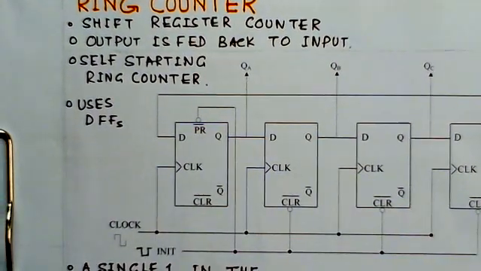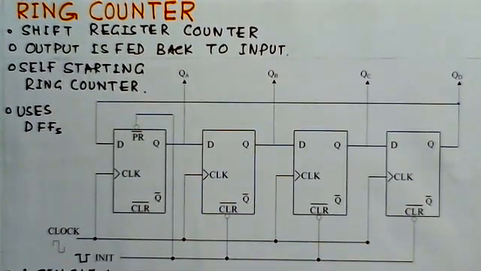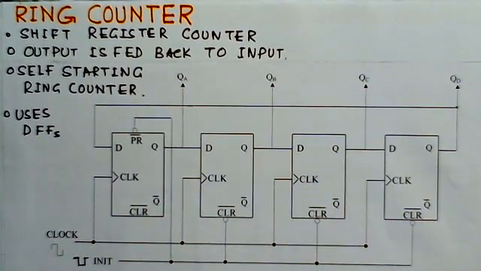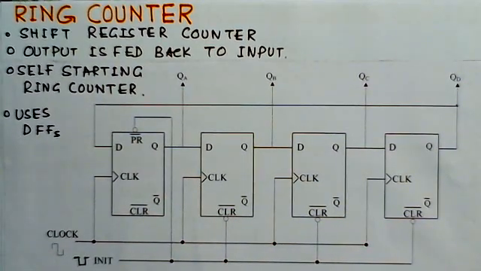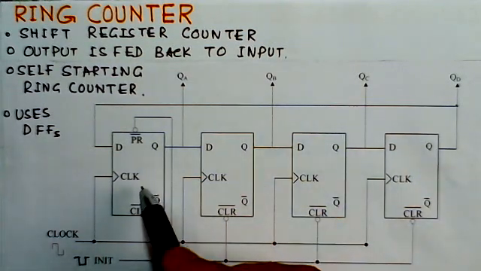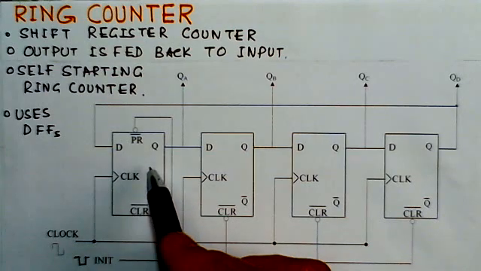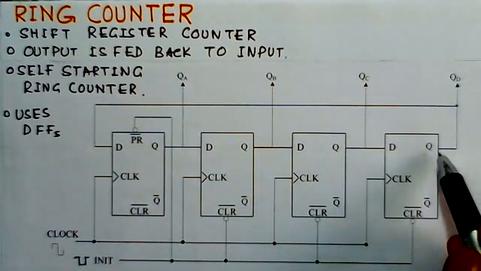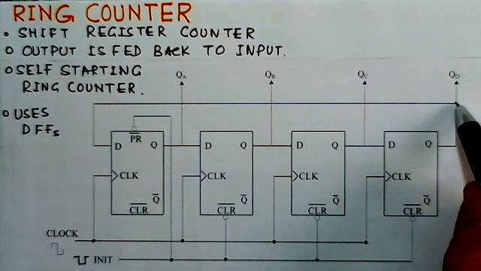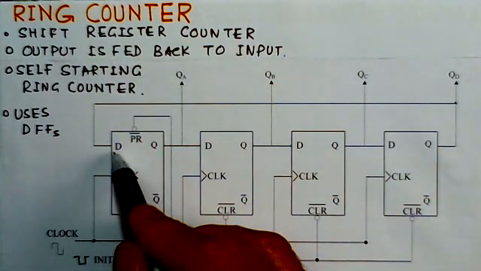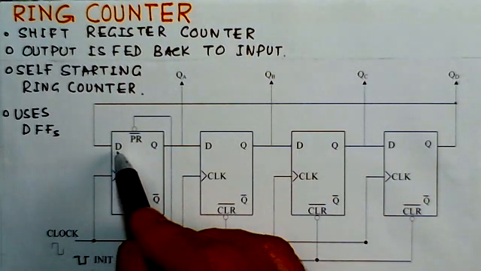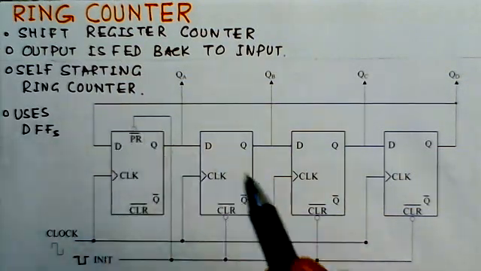Now we start with the ring counter. What is the ring counter? Here ring counter is also, as we said, a shift register counter. Here output is fed back to the input. You can see here these are 4 flip-flops. They are D type flip-flops, this first, second, third and fourth. The output of this flip-flop is fed back to the input of the first flip-flop, and this D input is the synchronous input of the flip-flop here.